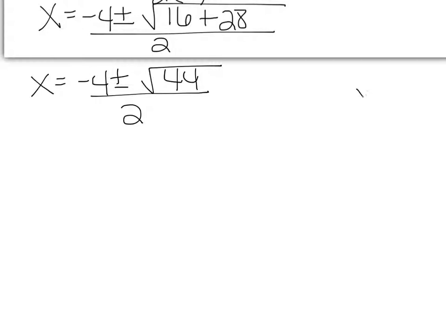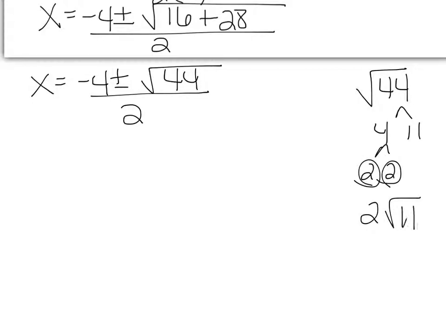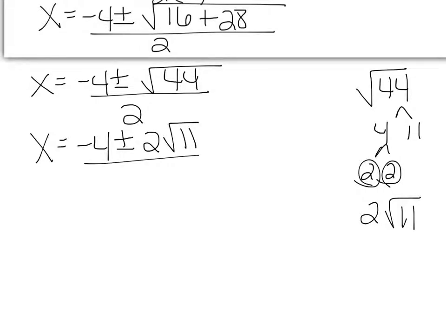So I'm going to bring square root of 44 off to the side and see if there's anything we can simplify. So 4 times 11 and then 2 times 2. So I can bring a 2 out front, so it's 2 square roots of 11. So I have x equals negative 4 plus or minus, so instead of square root of 44, I'm going to write 2 square root of 11 all over 2.